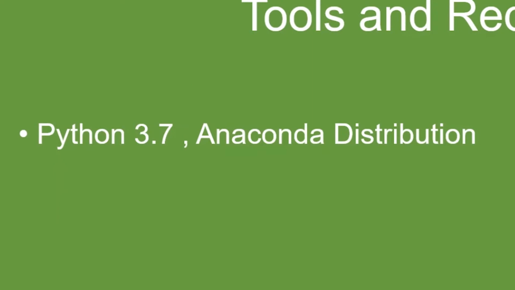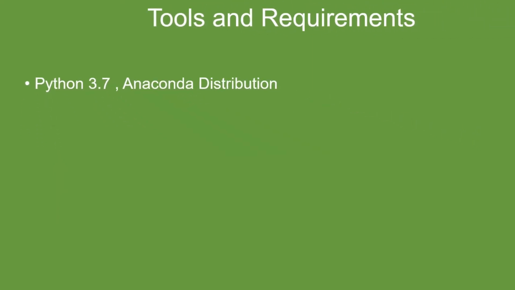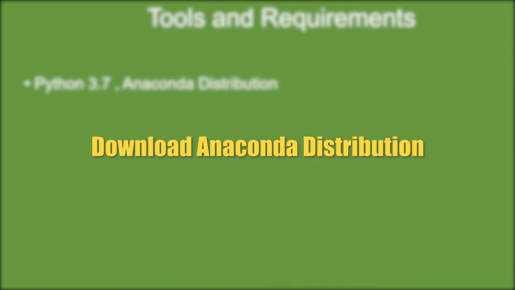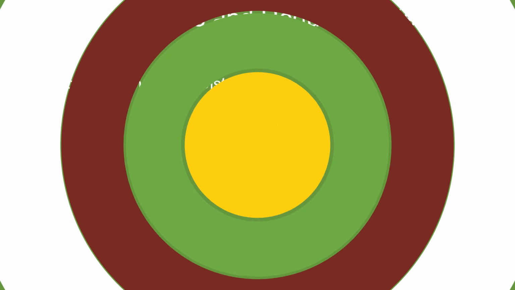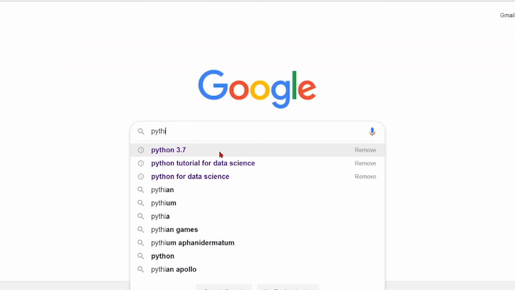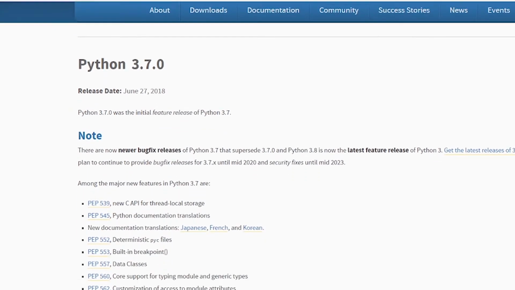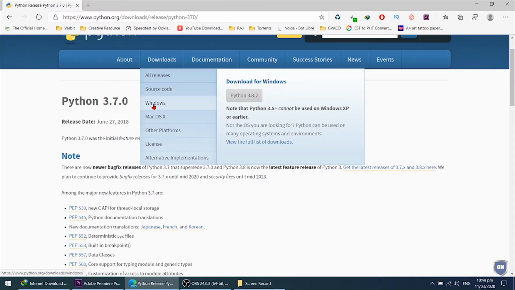Now let us look into what are the tools and requirements for this course. Now you would need a Python distribution, and the Anaconda distribution is the one which you need to download and install in your workstation. So look for Python 3.7 version and download the distribution specifically for your operating system. It could be Windows or Mac OS or Linux.